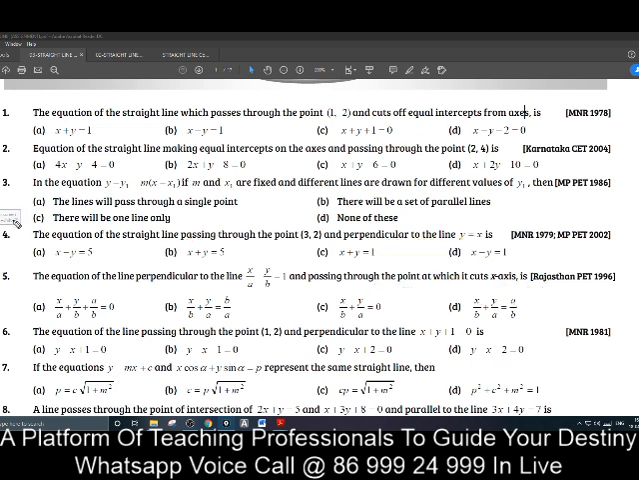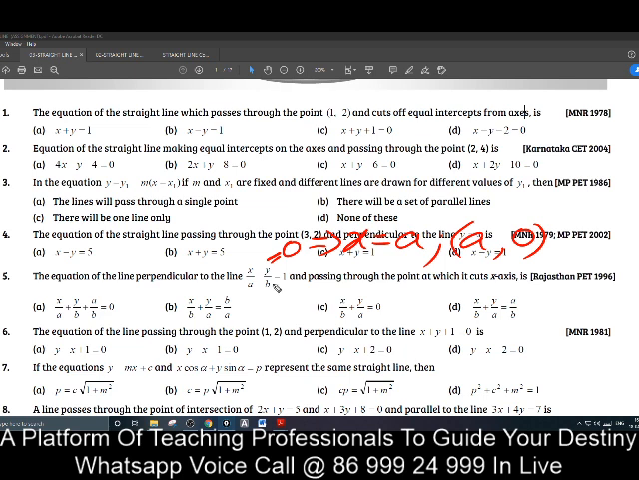So that's question number 4. Next, question number 5, please. The equation of the line perpendicular to the line and passing through the point at which it cuts the x-axis. It cuts the x-axis. On the x-axis, y is 0. Put y as 0 here. Then what will be x? X is a. Then the point on the x-axis is (a, 0).